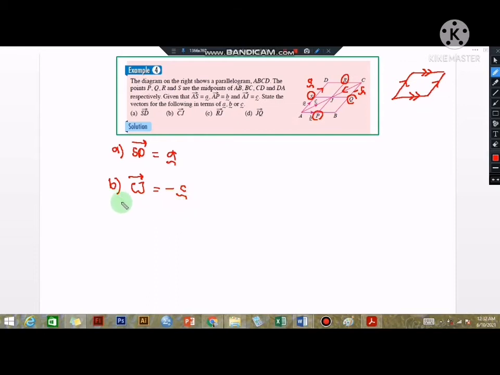Now let's look at C. For C, vector RJ. Where is RJ?